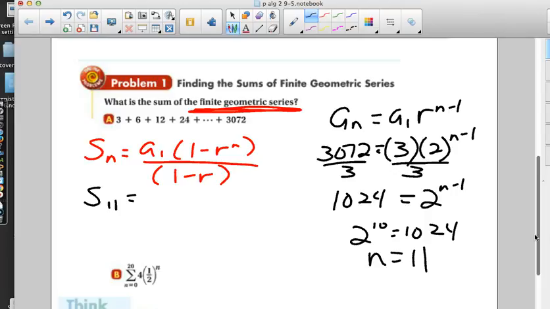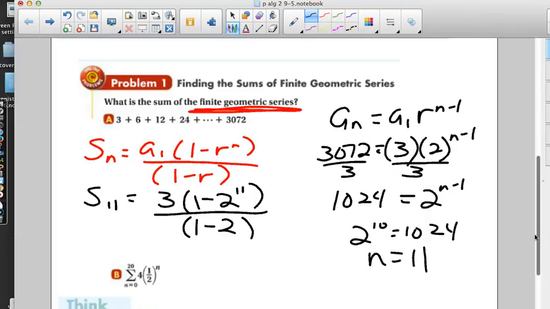Do we know the first term? It's 3. Didn't we already figure out what r was when we were over there? What is it? 2. We said n is 11. And on the bottom, just 1 minus 2 again. Now, I never punch that in. Never. This is such a mess. There is so much going on with this. It's just going to be awful.